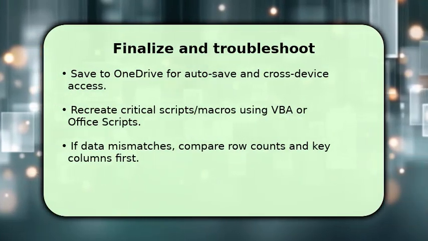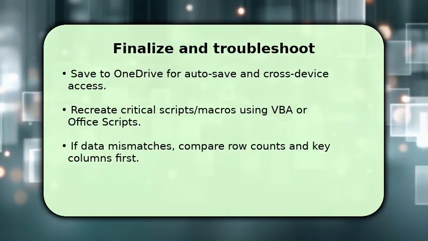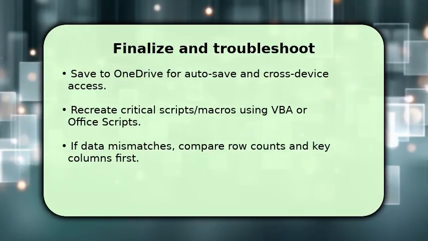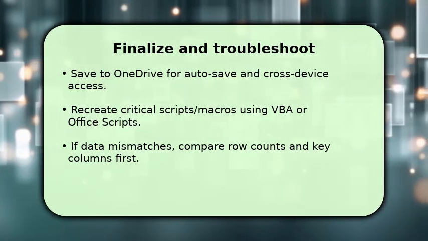Rebuild any automation. Convert Google Apps script into VBA or Office scripts as needed and validate outputs against the original sheet. Make sure data types, dates, numbers, percentages display correctly and test key calculations.